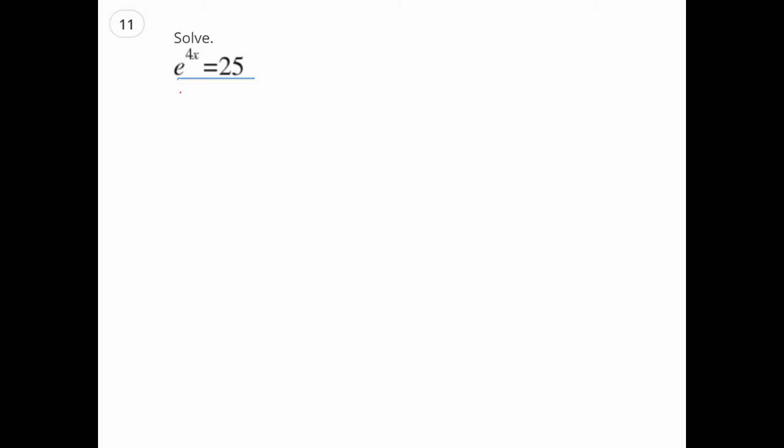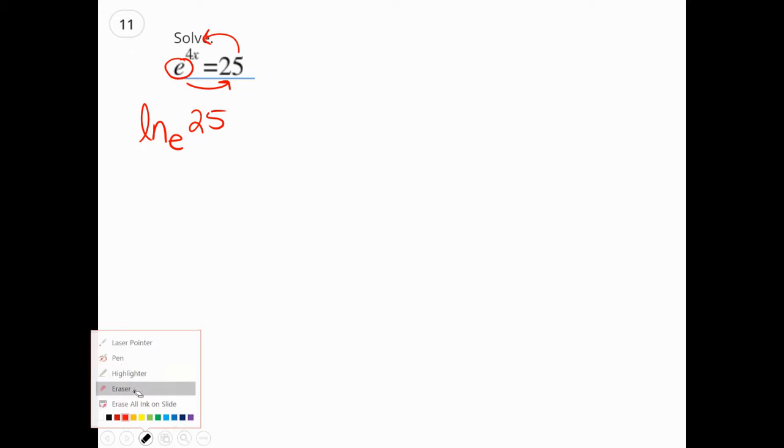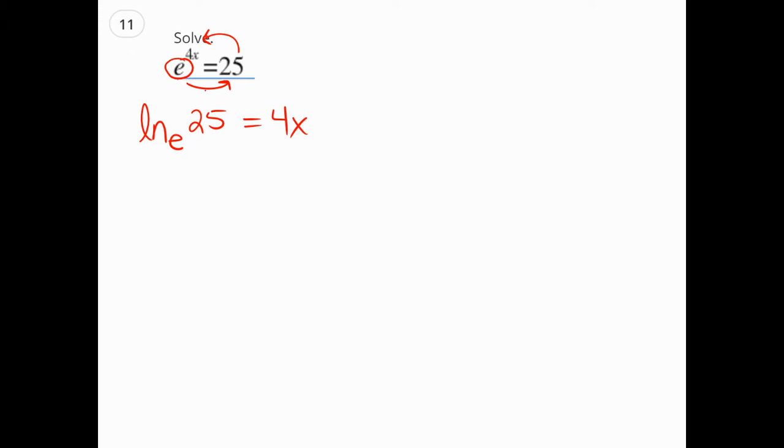So if you look at this and you're like, all right, I can swirly this into a log equation. Because the base is e, we would use a natural log, base e, that's the same e from the problem, and then swirly around. So 25 equals 4x. So that would be if you chose to rewrite it as a log equation.